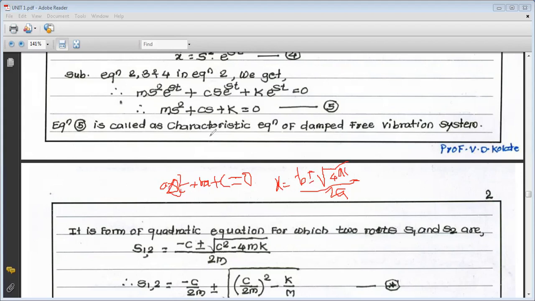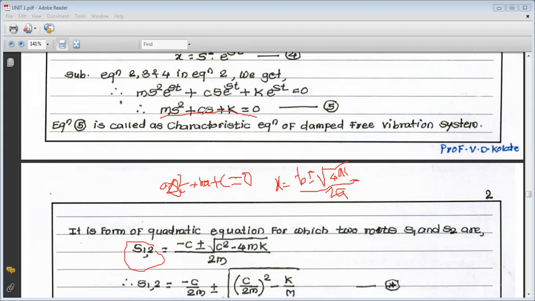Now similarly, this is a quadratic equation in terms of s, so the two roots are s1 and s2. What are these two roots? s1 and s2 is equal to. Now what is the value of minus b?